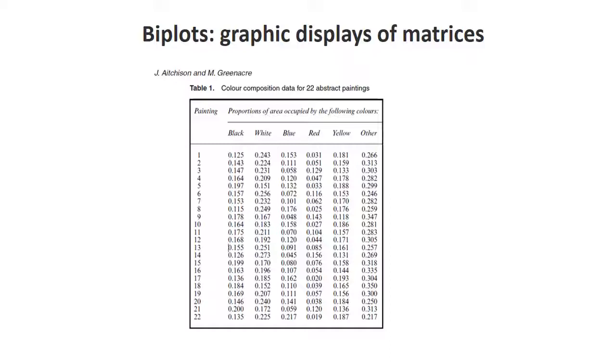So next to the numerical summaries, just like in standard EDA, we'd like to look at graphical summaries of multivariate information. So biplots are important there, and biplots are not necessarily limited to compositional data. This is basically a general way of looking at information contained in a matrix. And this is an example of a matrix here. Basically, we are looking at 22 abstract paintings, and for each of those paintings we have calculated the proportion of area covered by colors, such as black, white, blue, red, yellow, and other colors. So we'd like to not just make numerical summaries, but provide some graphical display of all this information.